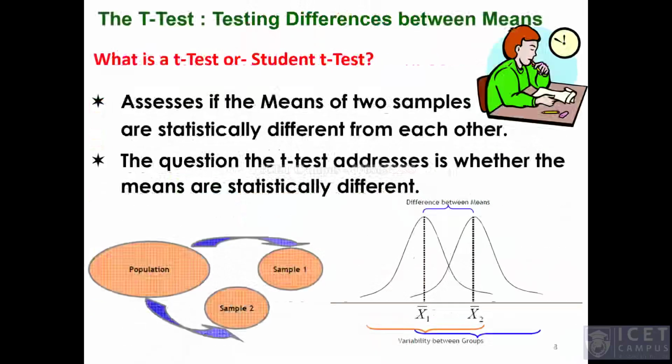Right. So there are three types of t-test, right? What is t-test or student t-test? Assess the means of two samples. Two samples are significantly different from each other. So actually, we can use t-test for compare two samples only.